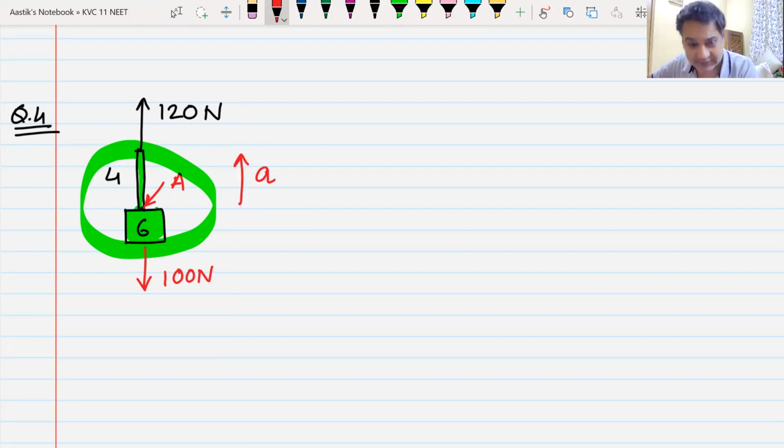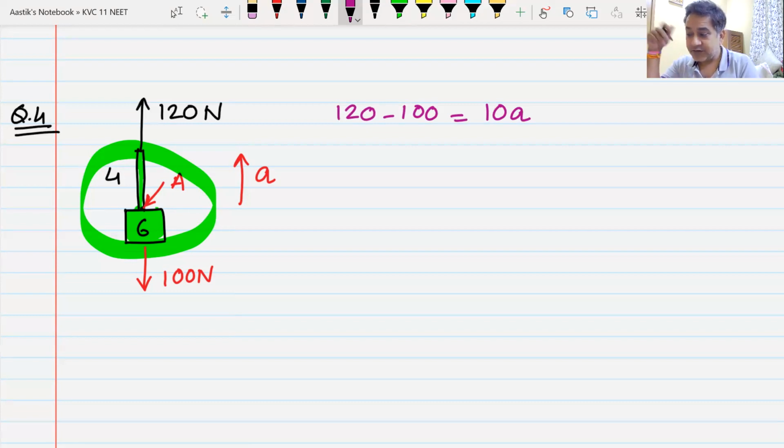How will you get the acceleration of this? 120 upwards minus 100, which is downwards, will be equal to 10A. Do we understand this? In the previous question, gravity was not coming in between. Here, gravity is coming in between. So your acceleration becomes 2 meters per second square.